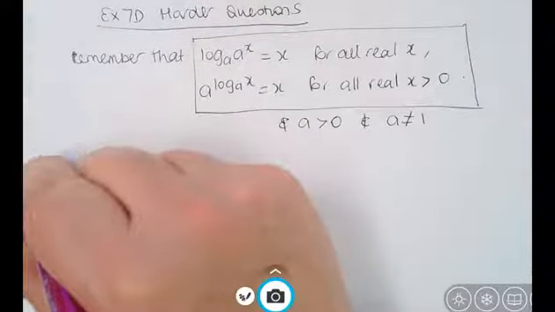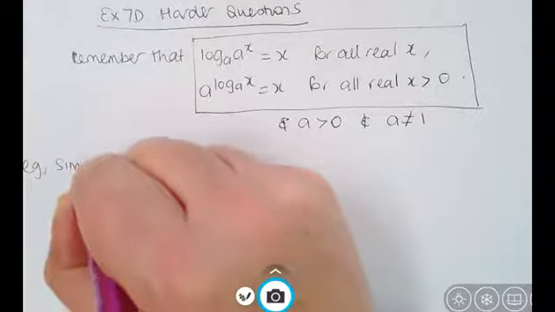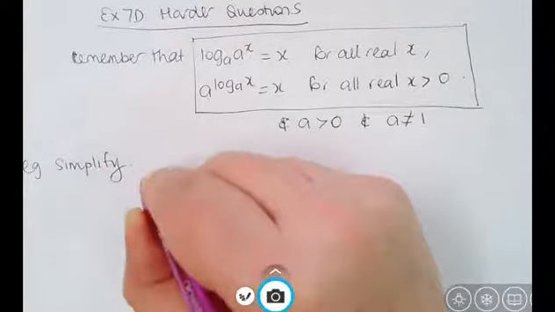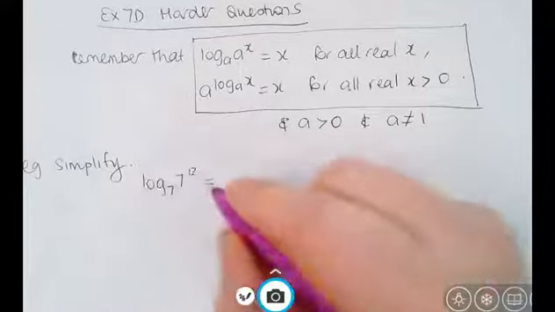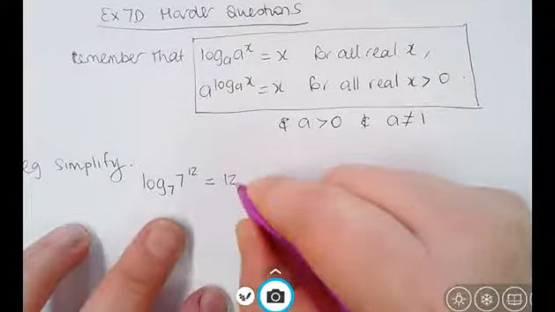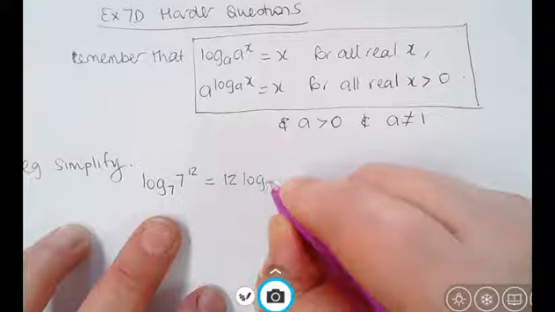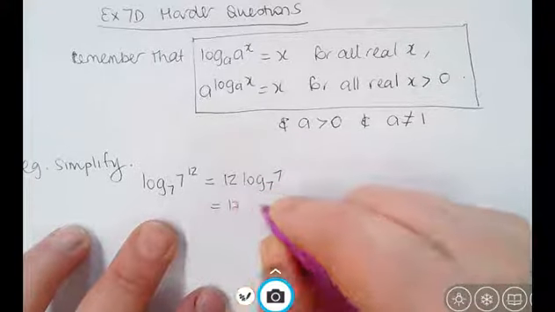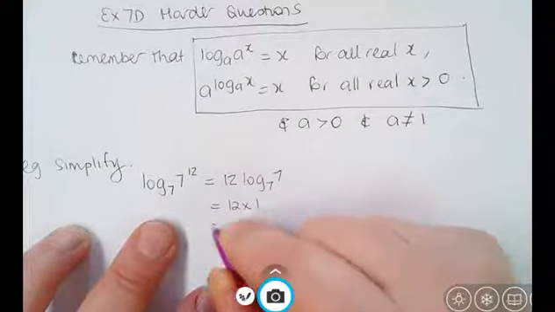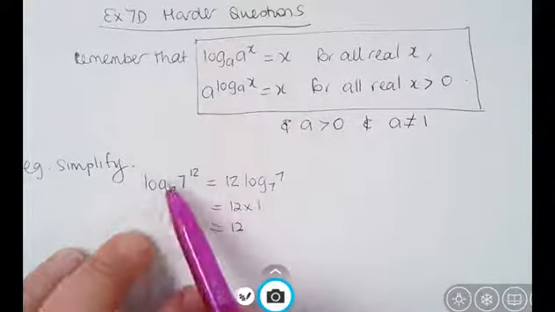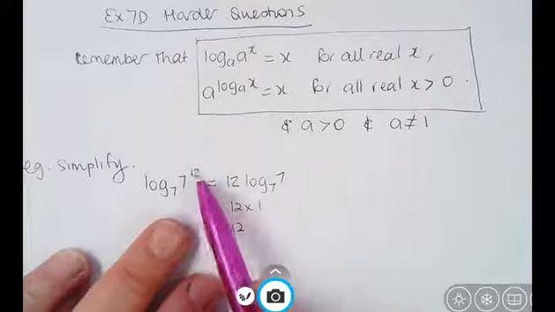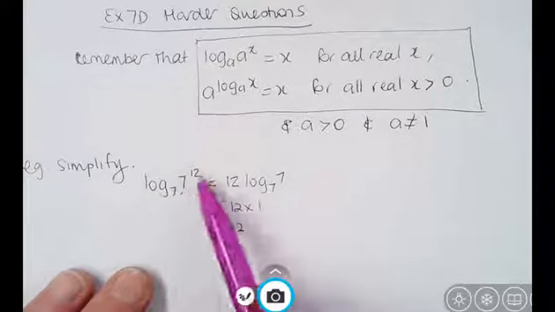So just some examples here. To simplify the following, log to the base 7 of 7 to the power of 12. Well, with this one, you would bring the 12 to the front anyway. So you've got 12 times log to the base 7 of 7. And log to the base 7 of 7 is 1, so that just equals 12. So that's just using this rule up here. But you actually don't really need that rule because you know to put the power of 12 to the front.